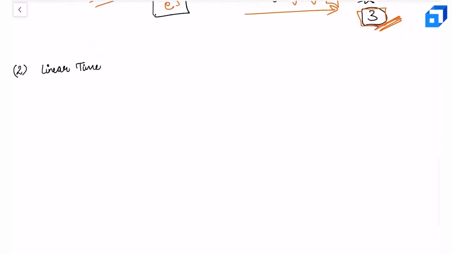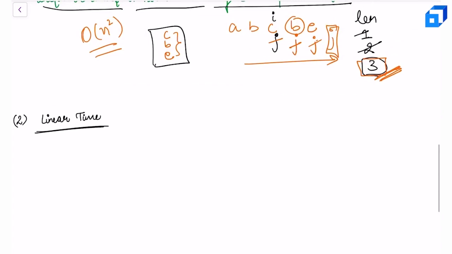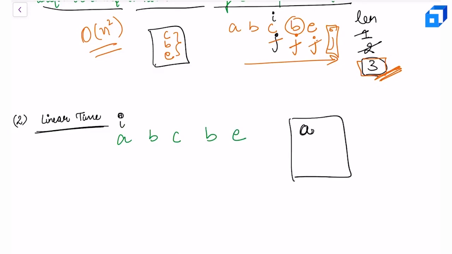We can do this function in linear time as well. Let's see how. So we have A, B, C, B, E. Our I is starting from here. Let's maintain a set. So we have A over here, so the current maximum length is just 1.